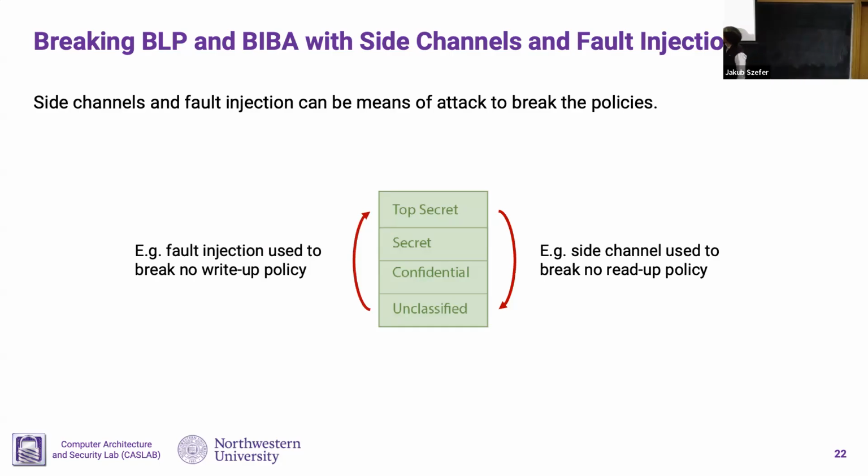So let's say some unclassified program, like a user program, should not be able to write to the kernel memory to affect the computer. But if somehow the user is able to inject a voltage fault and make a little glitch in the computer, maybe it actually modifies some top secret data, or modifies some data in the computer.